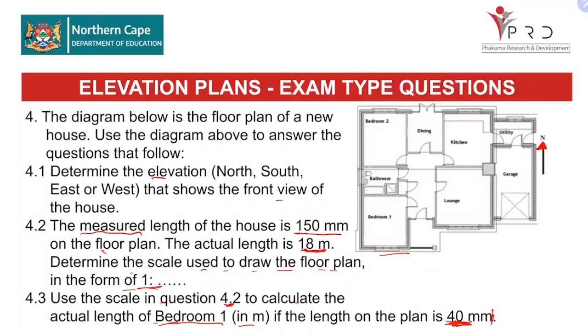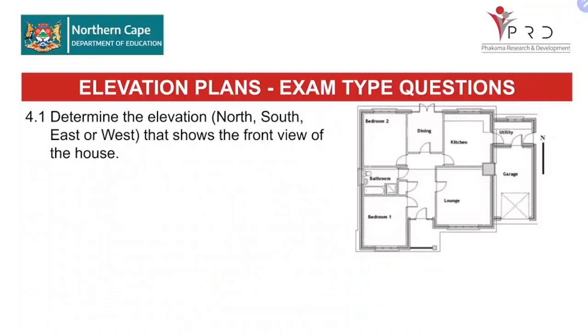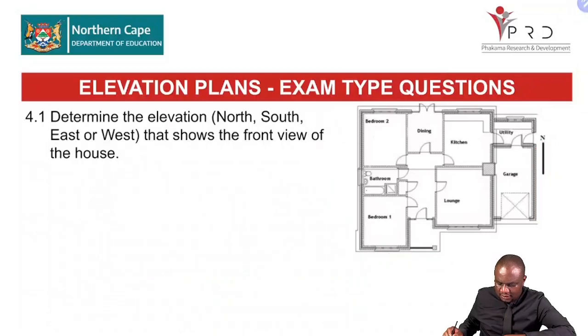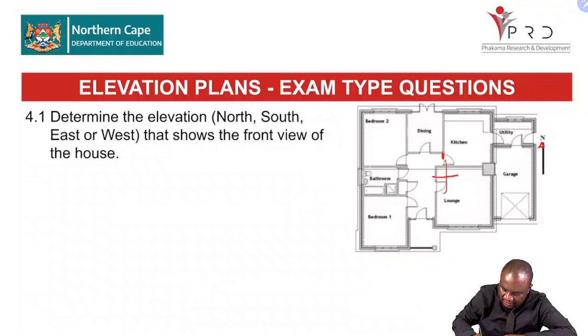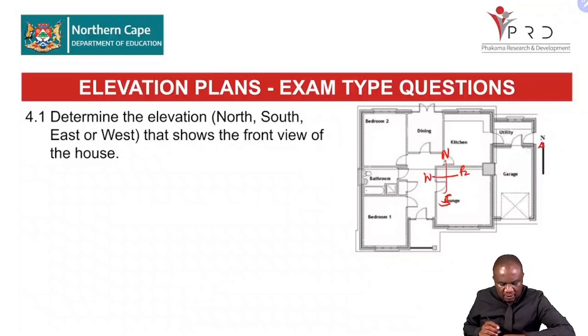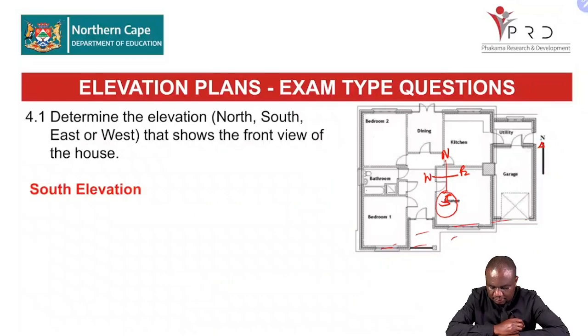Right, welcome back. Now, question 4.1. Determine the elevation. Our compass is inside the building. Let's put it inside. Now, this is the front side. So it's where? The south elevation.